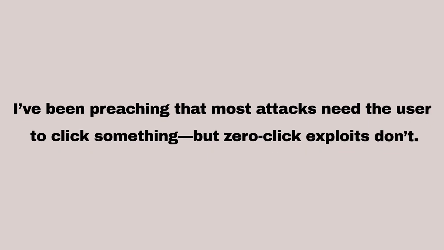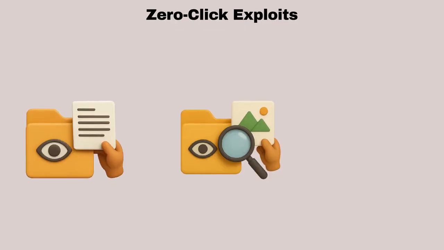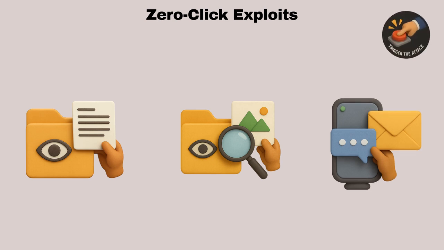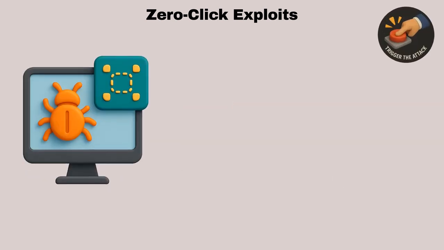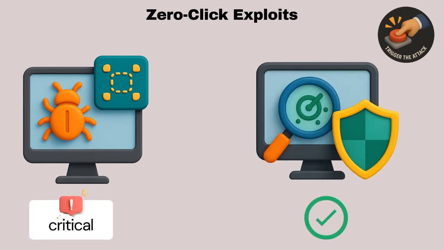Now I know I've been preaching that most attacks need the user to click something, but there's something called zero-click exploits. They actually do not. Just viewing a file, previewing an image, or receiving a message can be enough to trigger the attack if the software has the right vulnerability. This is why patching is so critical and why endpoint monitoring matters.